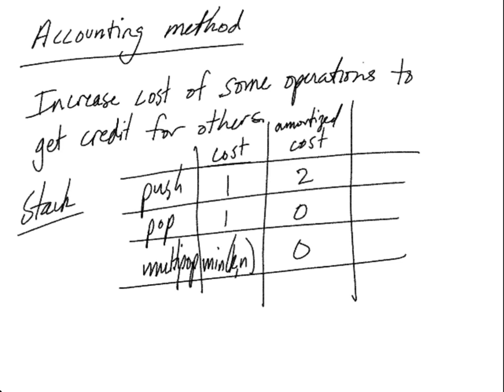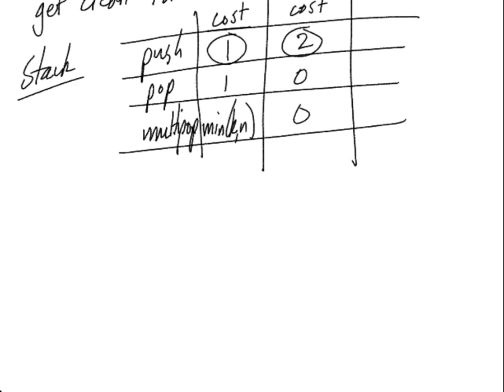And what we're going to do is, push's actual cost is only 1, but we're going to say it really costs 2, and we're going to take that extra dollar and store it and save it up to use later on the pops and multi-pops. So here's some intuition you can think about.